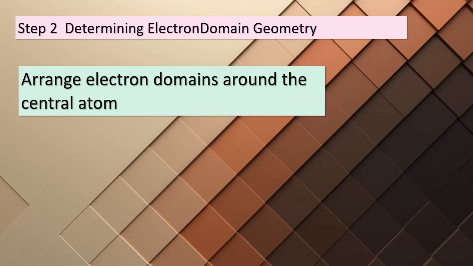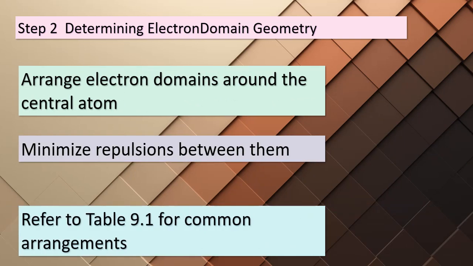Step 2. Everyone, once we've counted those electron domains, we need to arrange them around the central atom. The key here is to minimize repulsions between these electron domains. Think of it like friends finding the best arrangement to sit around a table. You can consult Table 9.1 for common arrangements that make this easier. Remember, we're like molecular architects here.